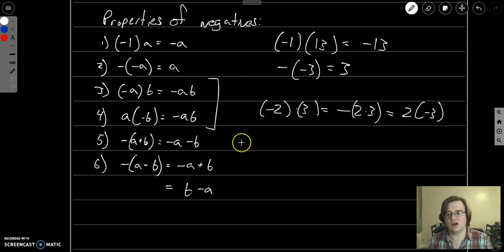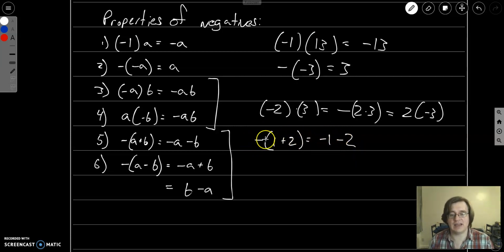The last 2 are basically how to distribute negative signs. So here, for this first one, I can distribute a negative across addition. So if I'm taking negative of 1 plus 2, this is the same thing as negative 1 minus 2. I can add the negative sign to the 1 and to the 2. It's important to not forget that it has to go on both of the numbers on the inside.